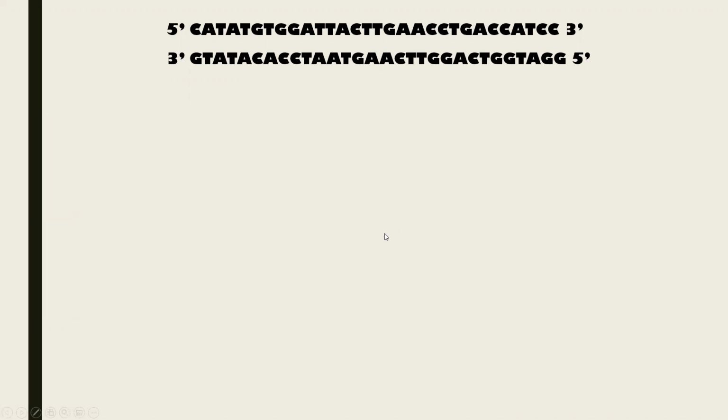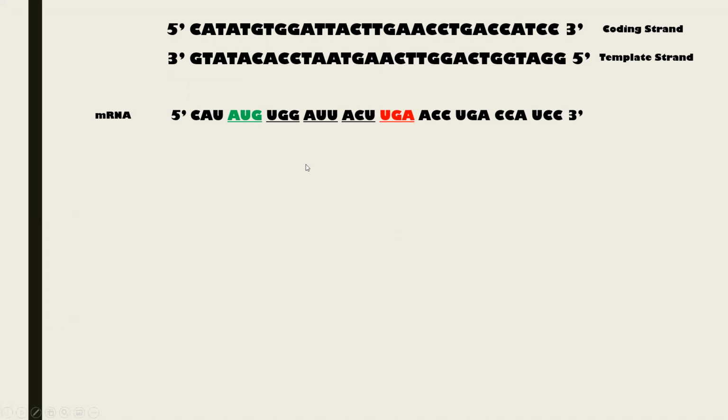So for this prompt, we're given 2 strands of DNA, the coding and template strand. We need to figure out which one of these will give us a 5 amino acid protein. To do so, we'll take the coding strand and convert it to mRNA by changing all the T's to U's.